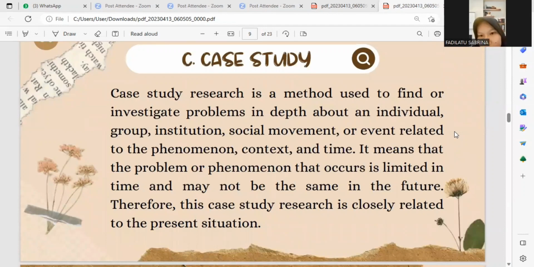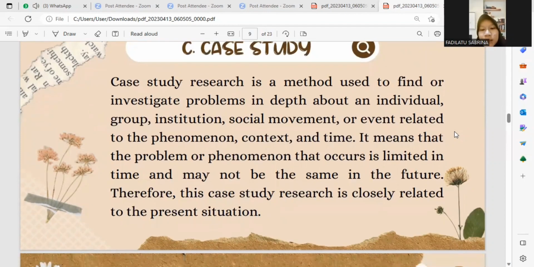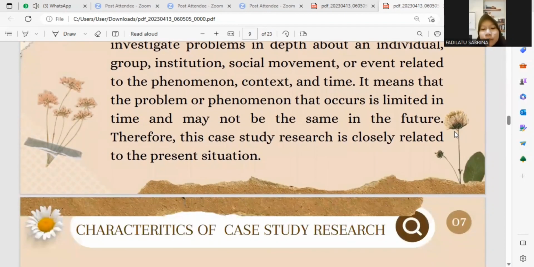C. Case study. Case study research is a method used to find or investigate problems in depth about an individual, group, institution, social movement, or even related to the phenomenon, context, and time. It means that the problem or phenomenon that occurs is limited in time and may not be the same in the future. Therefore, this case study research is closely related to the present situation.